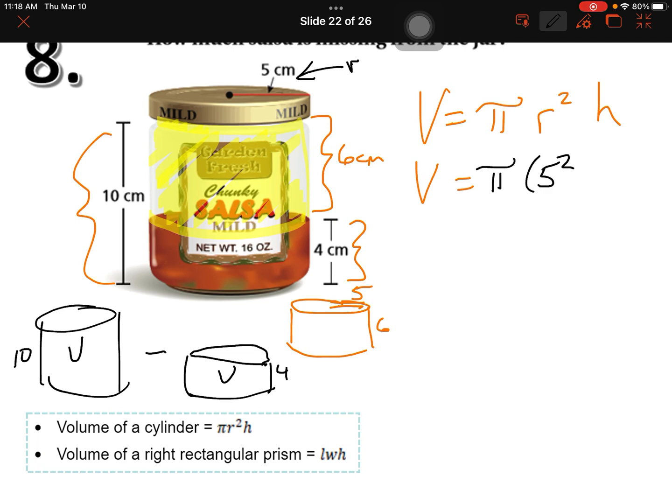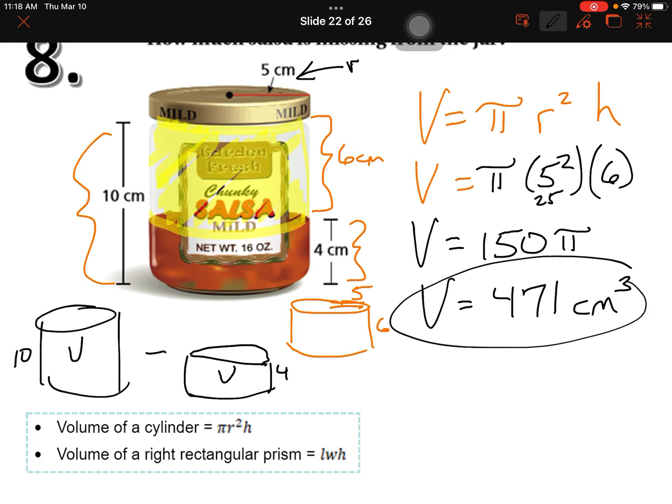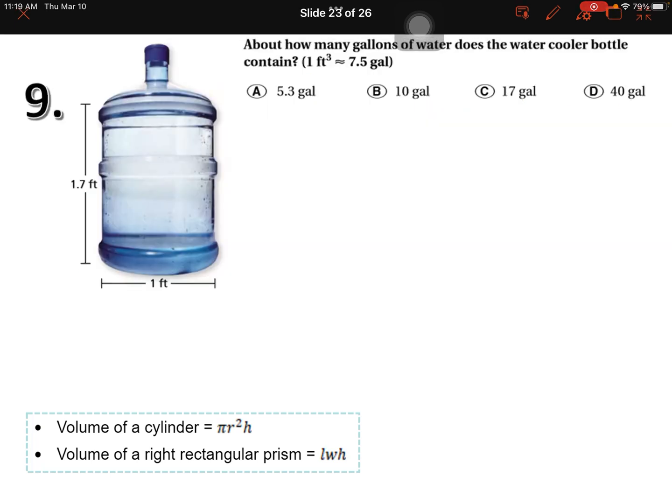So it's going to be pi times 5 squared, and the height of the empty section is 6. So I'm going to put pi, and 25 is what we have here, times 6. I should have erased it, I'm going to erase that real quick. So it ends up being 150 pi. And so the overall volume is 471 centimeters cubed. And you could have done it the other way, and you should come out to the same. So obviously when you're dealing with problem-solving questions, you can have different ways of getting to the same answer.